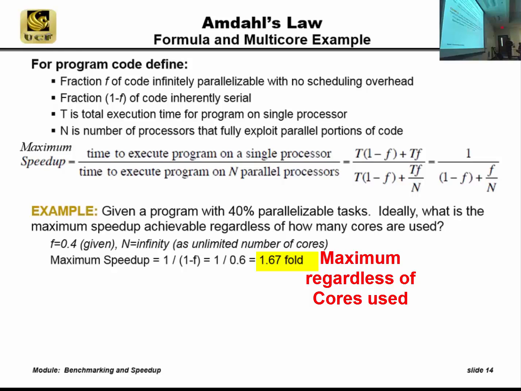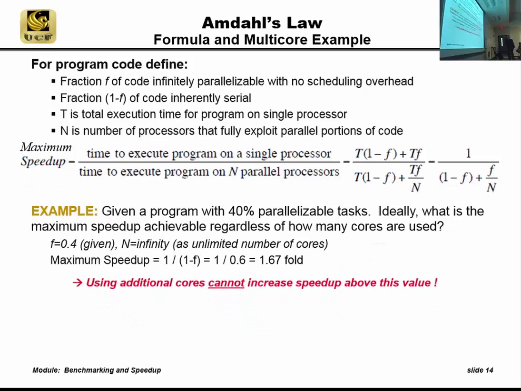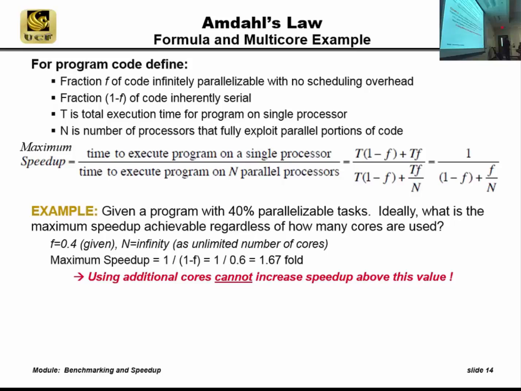That's really important. Now we go back to the Apple iPhone, which had dual core, and somebody else had quad core, and you want to fight about it? Well, we always measure a benchmark and look at it. But unless we have a lot of things to do in parallel, adding more cores may not make our application much faster. So in this particular case, with unlimited cores, we get an unlimited 1.67 fold speed up. Using additional cores cannot make it faster.